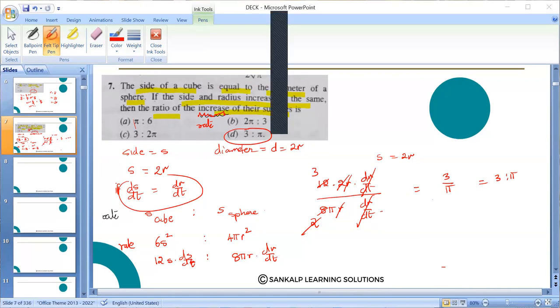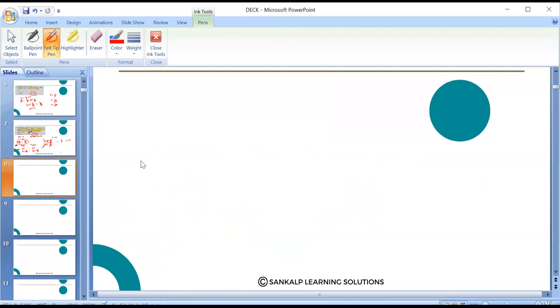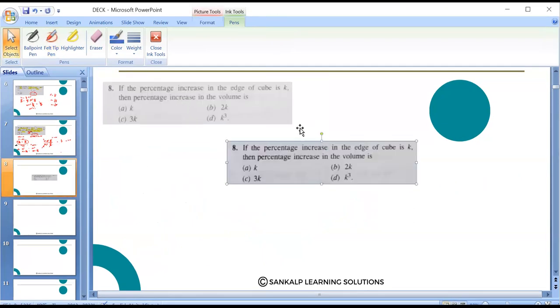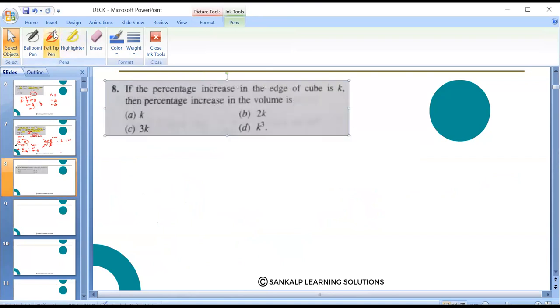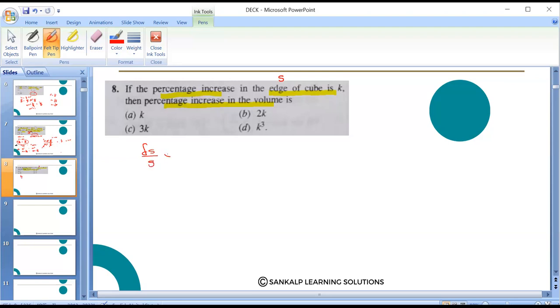Next, we will go to question number 8. If the percentage increase in the edge of a cube is K, percentage increase in the volume is. So edge we will take as S. So percentage increase means delta S or dou S by S into 100 is K. That is what is considered for percentage increase.